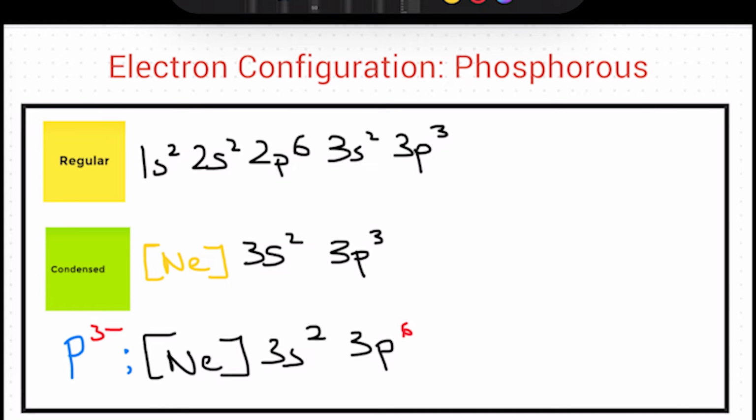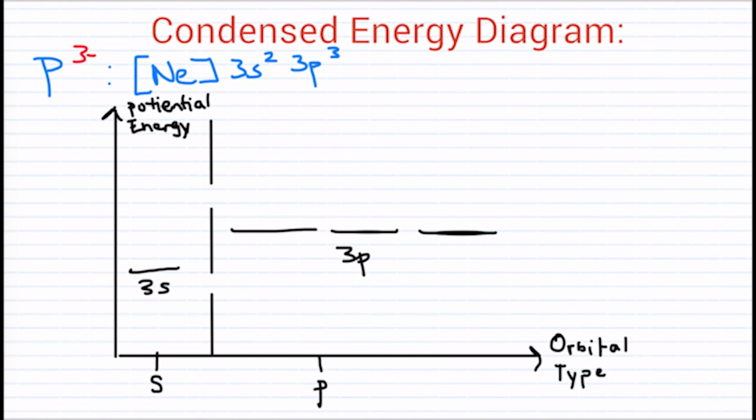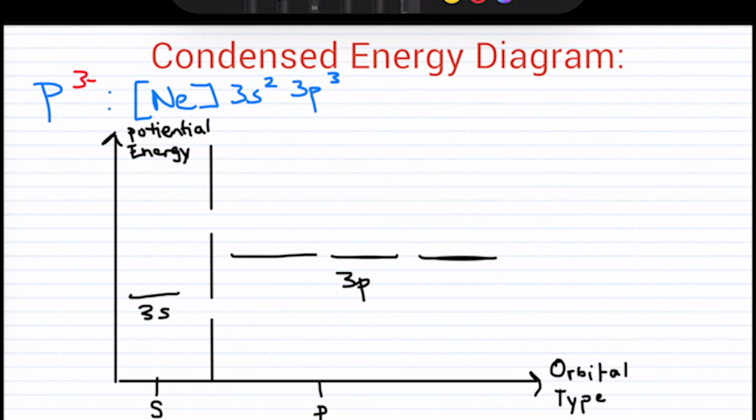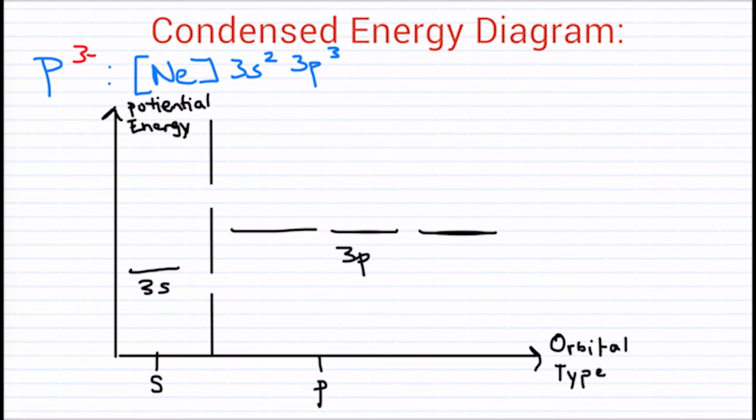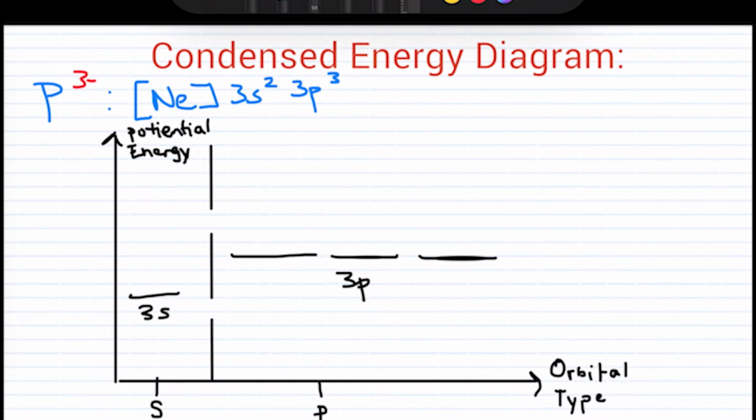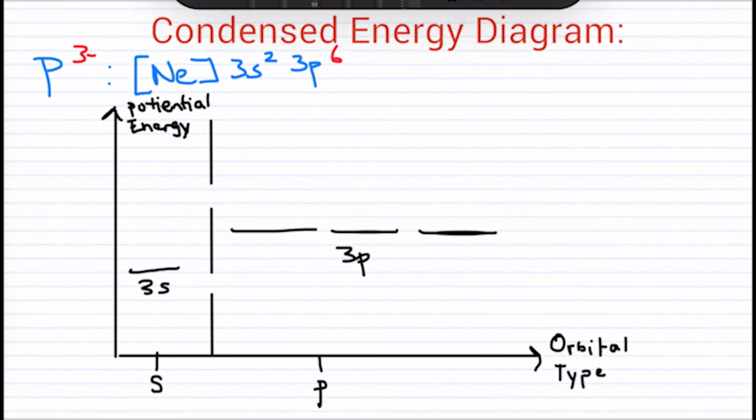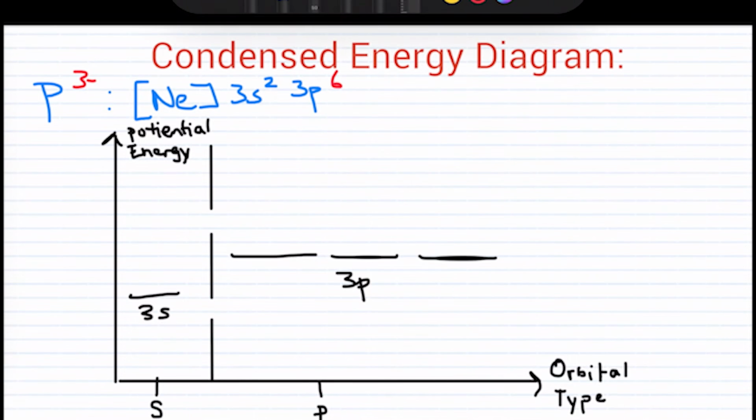Looking at our condensed electron configuration, [Ne] 3s2 3p6, we will organize our chart in rising potential energy. Due to this being a condensed energy level diagram, similar to the condensed electron configuration, we will start with the nearest previous noble gas. In this case, it is neon. Now we have 1 3s orbital and 3 3p orbitals.